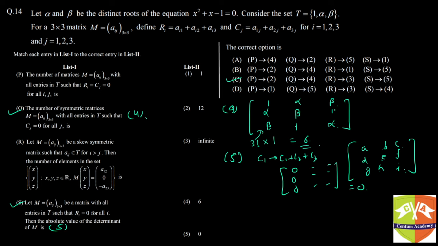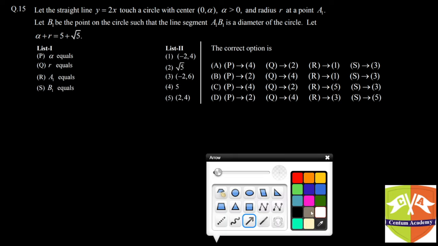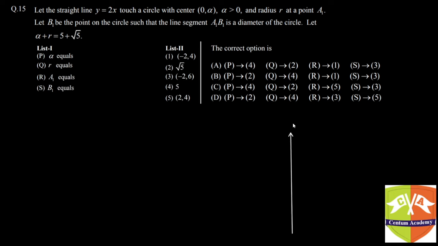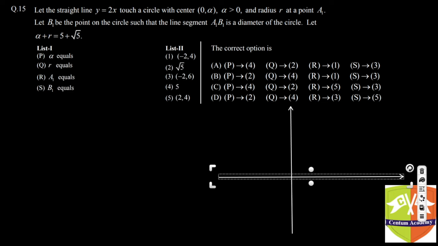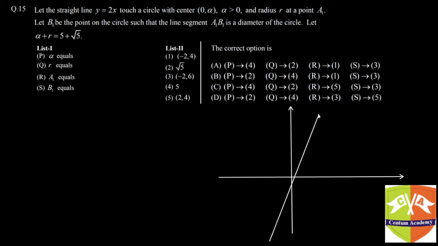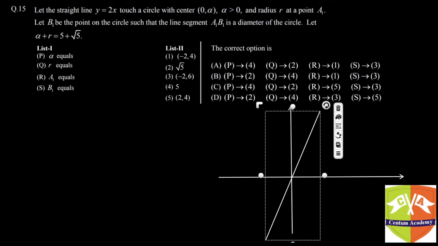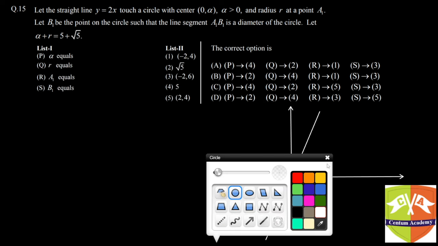Alright, moving on to the next question. Let the straight line y equals 2x touch a circle with center (0, alpha). Let us start by making the diagram. Let us draw the line y equals 2x roughly. The slope will be slightly steep. There is a circle touching this line y equals 2x. Let us draw a circle as well.